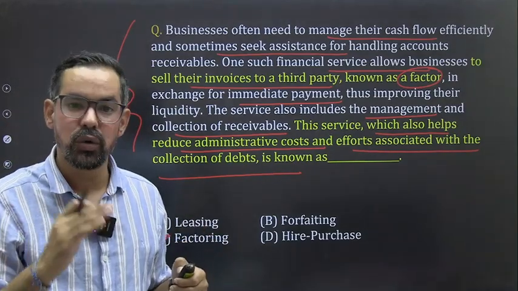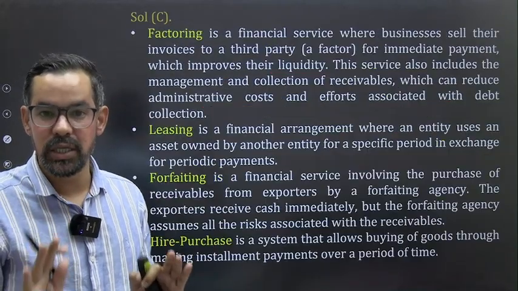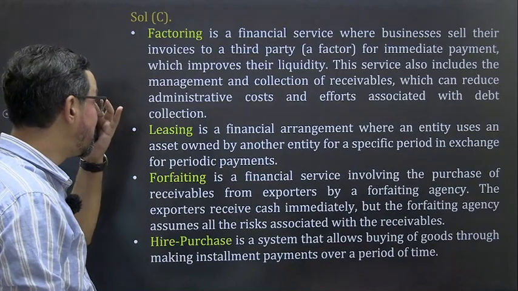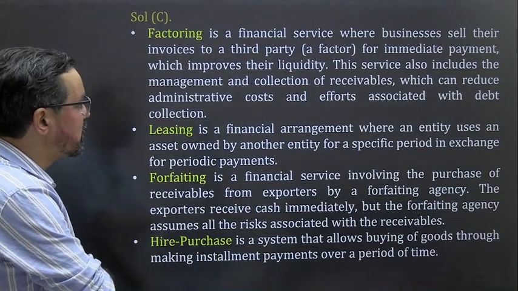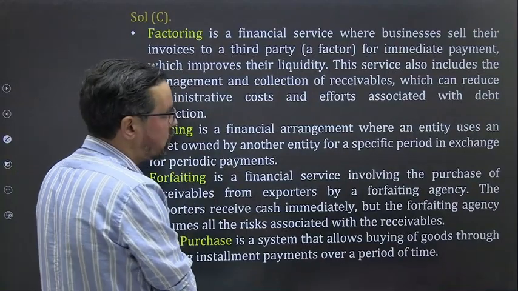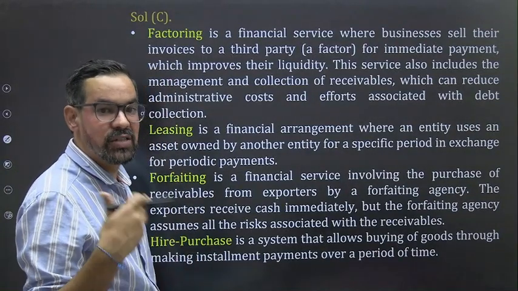You will see a number of questions, at least 4 to 5 questions based on these two units. So please go through that particular one, right? Factoring is a financial service where businesses sell their invoices to a third party, which is known as a factor. Your bank is called a factor in this case, or in case of forfeiting, it is known as a financier, right?